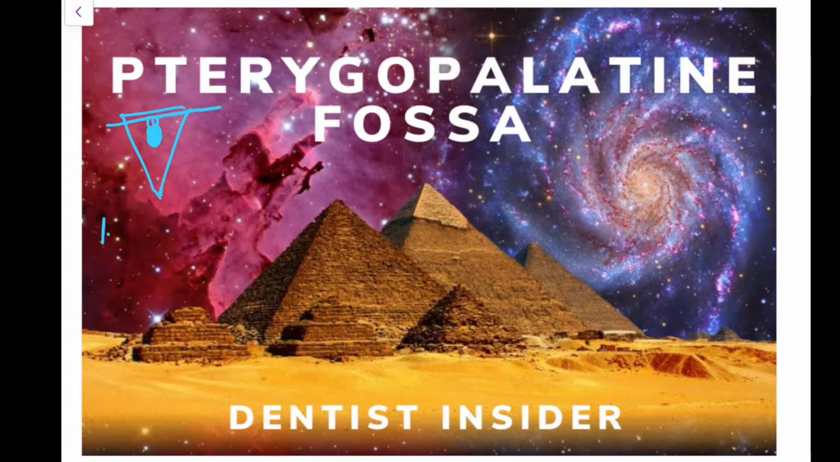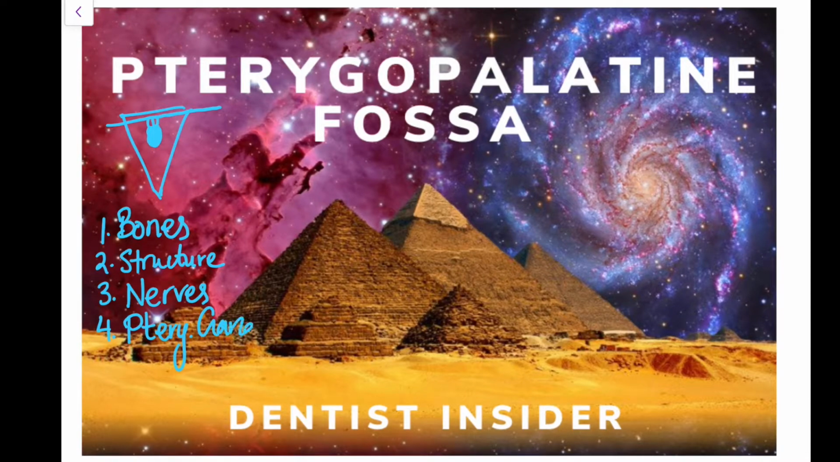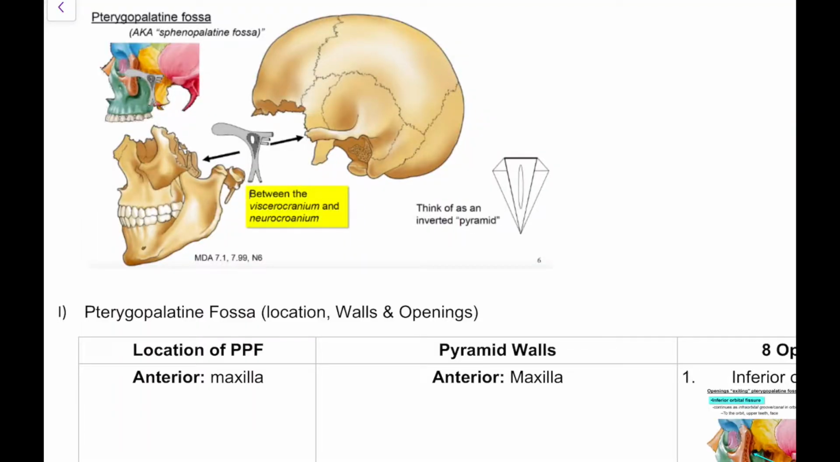First we'll do the bones of the pterygopalatine fossa, and then we can do the structures inside of the fossa. Then we can do the nerves that pass through, and then the pterygopalatine ganglion, which is kind of like a relay station to a lot of things. And finally, we'll talk about the maxillary V2 nerve, which is really important to dentists. So let's jump into the pterygopalatine fossa.